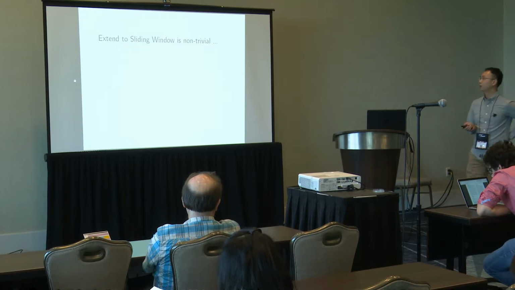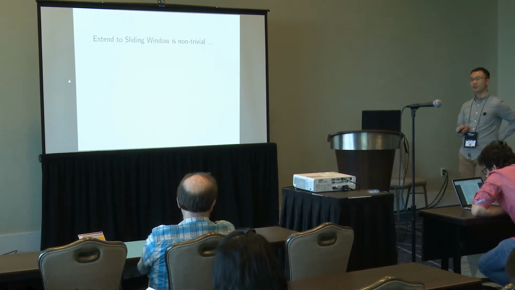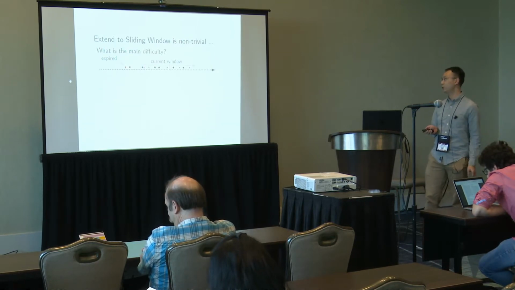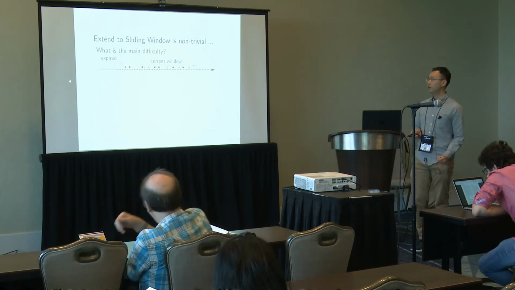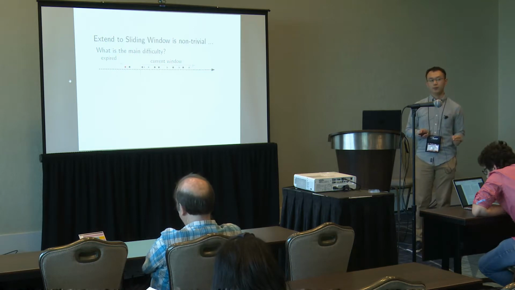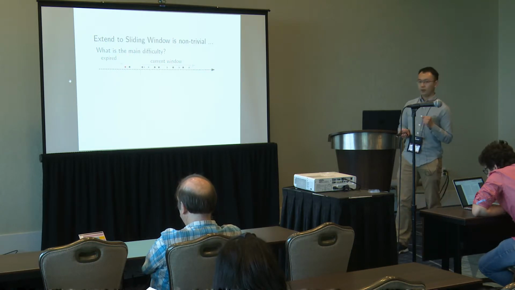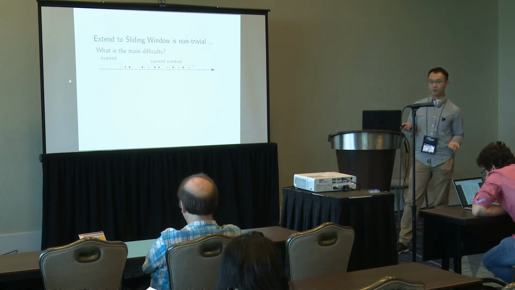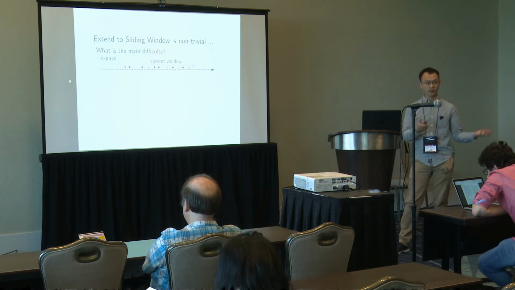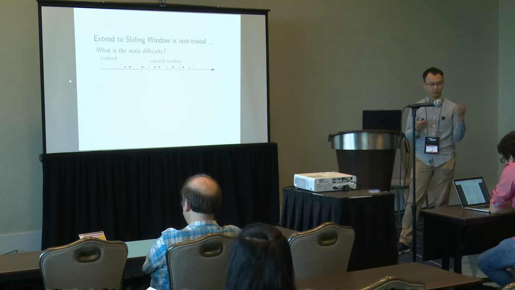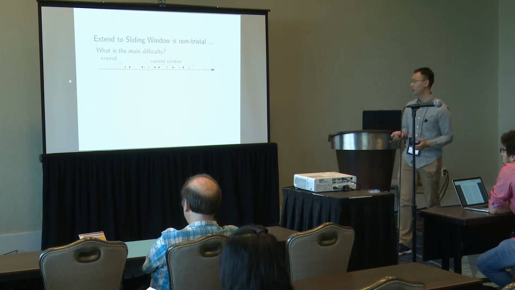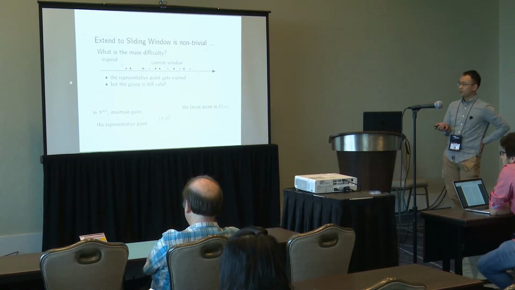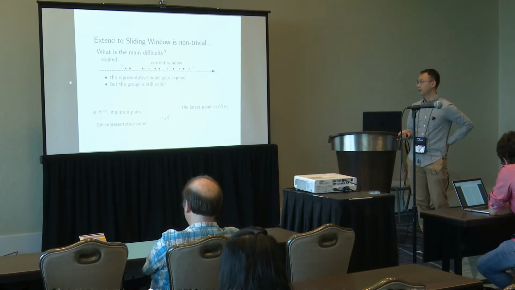Now, let's talk about the sliding window case. Extending this idea to the sliding window case is not achievable directly, so let's see what the problem is. The problem is if we maintain an accepted set, the first arrived point might get expired. So you maintain a set, but some of the data points get expired, and you get into trouble. And here the group is still valid.